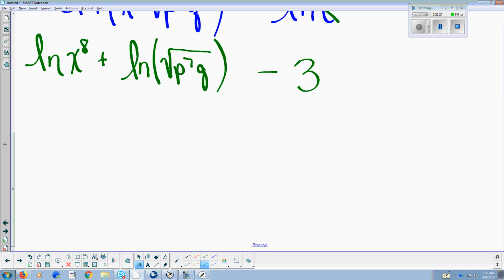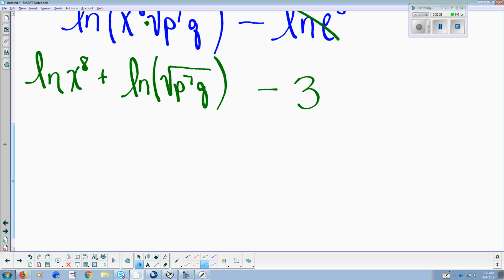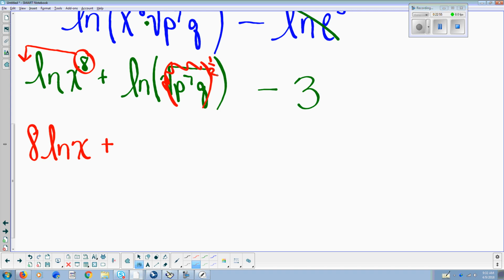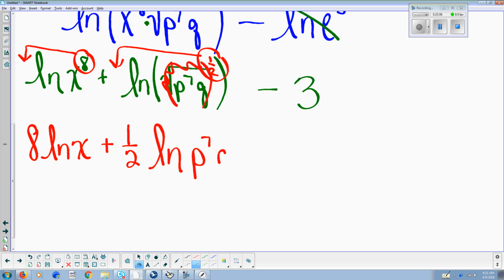Okay, next, I'm going to apply the power property. This 8th power, I'm going to bring down as a coefficient. Write this as 8 times the ln of x plus, I'm going to rewrite this p to the 7th q instead of being square root. I'm going to change that to the 1/2 power. And then the 1/2 gets to become a coefficient times the ln of p to the 7th cube.